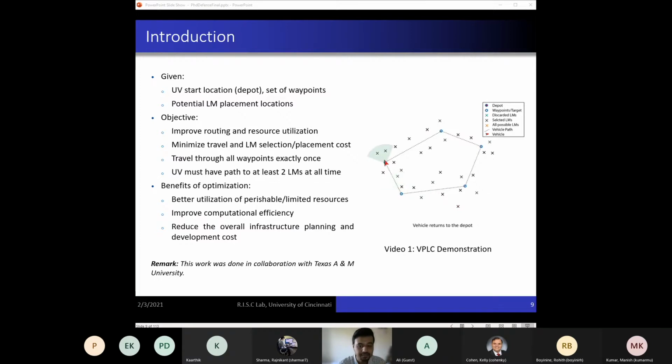We are required to travel through the set of waypoints exactly once, adhering to the localization constraint. That is, the vehicle is required to maintain path to at least 2 known landmarks at all times during the course of the travel. The benefits of optimization are better resource utilization, especially of perishable or limited resources such as fuel or battery, improved computational efficiency, and most importantly, reduced overall infrastructure planning and development cost. Now, for this problem, we optimize the route and associated landmark locations prior to the navigation step.